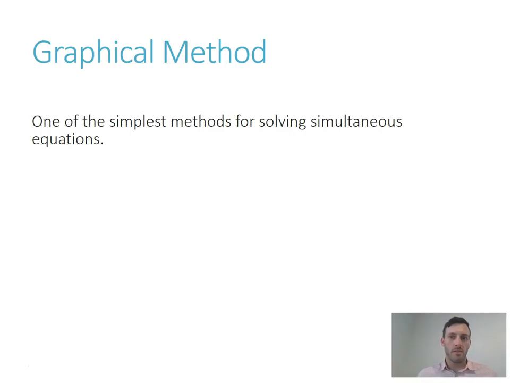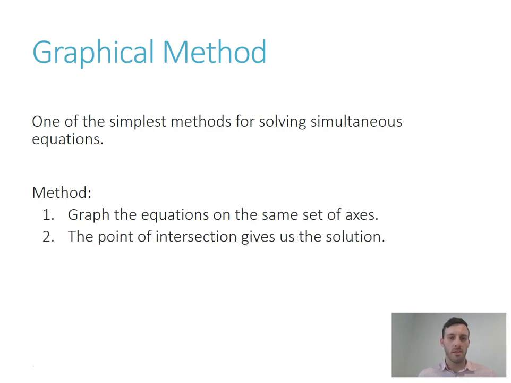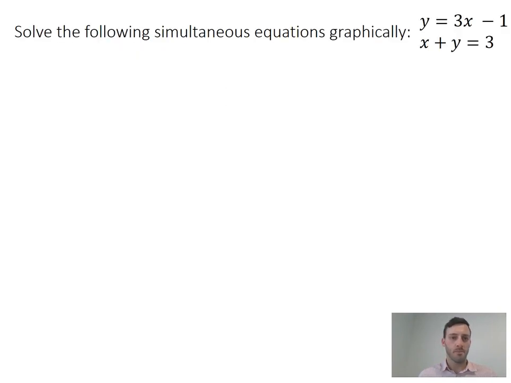One of the simplest methods for solving simultaneous equations is the graphical method. This method for solving is as simple as graphing the equations on the same set of axes and determining the point of intersection. That's your solution. This can be done manually, with the graphics calculator, or with any number of online graphing tools. Let's look at an example.